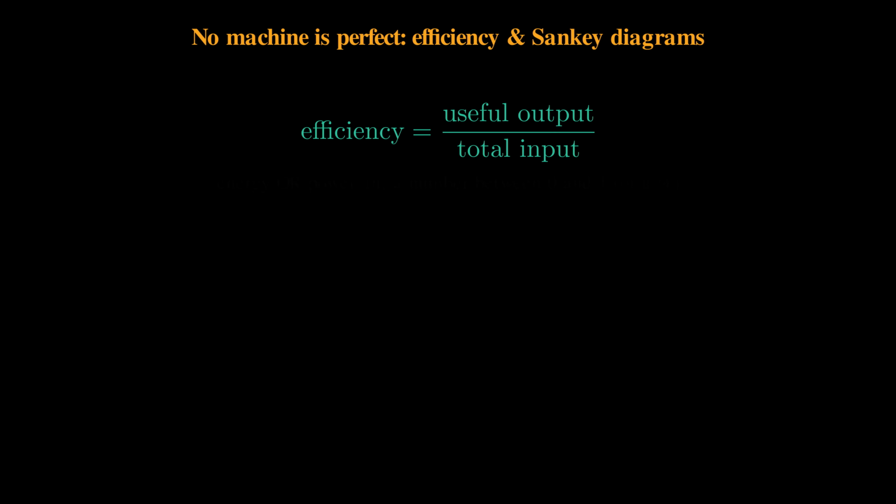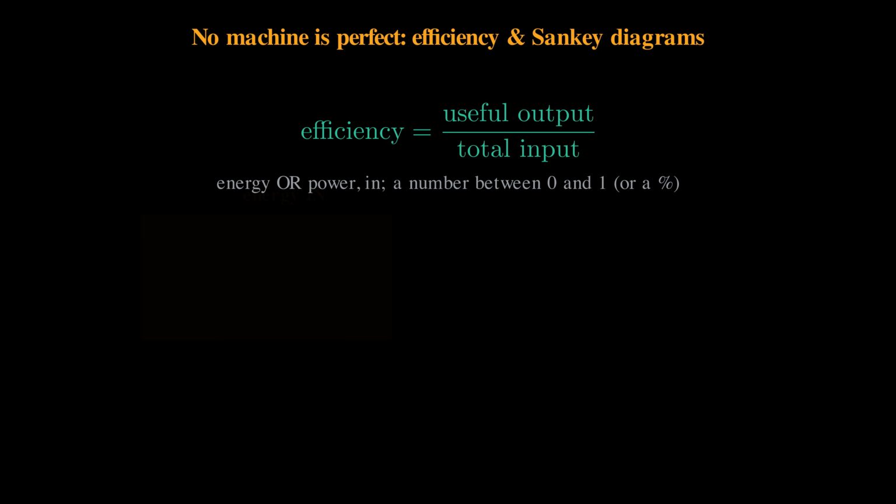Because output can never exceed input. Conservation of energy again. Efficiency is always a number between 0 and 1, or as a percentage, never more than 100%. The clearest way to picture it is a Sankey diagram.